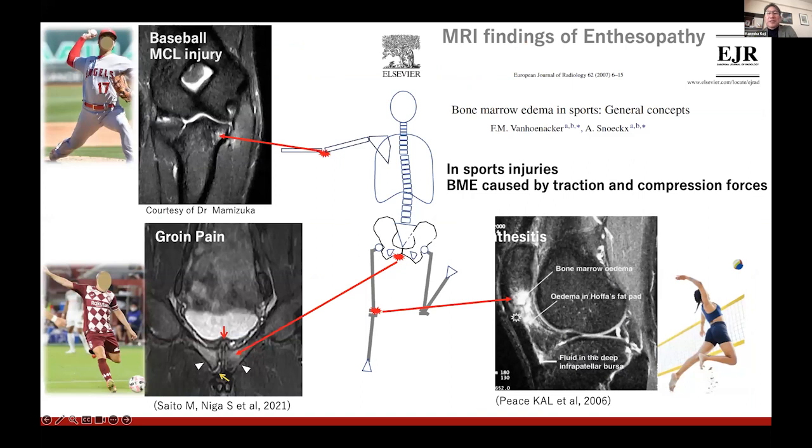In sports injuries, bone marrow edema has been reported to occur with traction forces to bone. As shown in this slide, high signal changes were observed in the MCL attachment area of a baseball player with an elbow injury. In addition, high signal changes within the pubic bone in athletes with growing pain and within the patella during jumper's knee have also been reported. These changes are thought to be caused by traction of ligaments and tendons at their attachment to the bone.